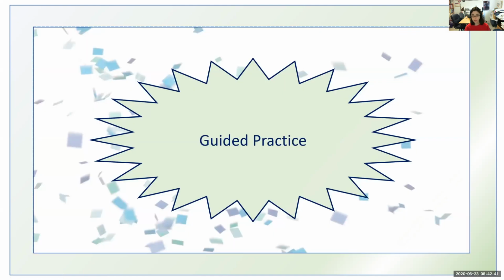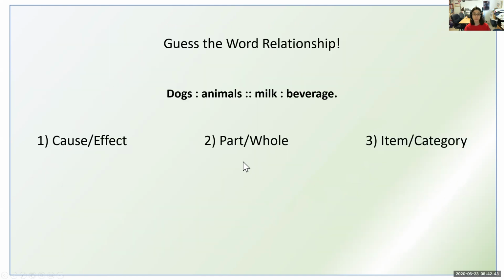So now we're going to have some guided practice. I'm going to help you with this just to kind of model how it's shown. For our activity, guess the word relationship, I will read each analogy, and then we're going to decide whether this analogy is a cause-effect relationship, meaning that one thing was caused by something else, or whether it's a part-whole relationship, or whether it's an item category relationship where it falls within the broader category.